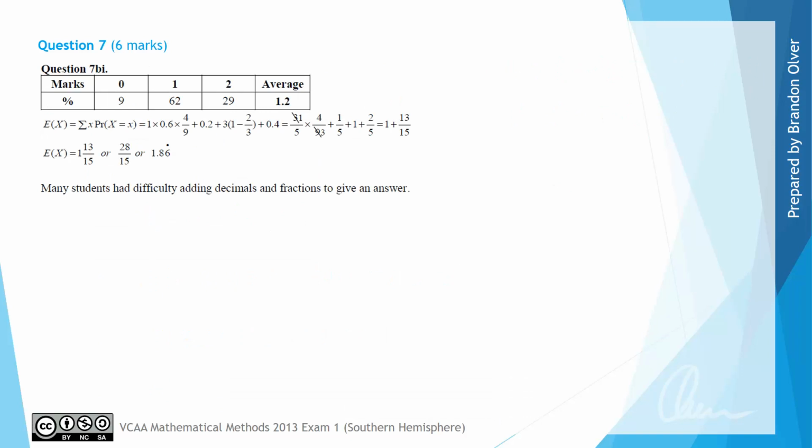From the examiner's report, we can see that 29% of students got this question fully correct, and that many students had difficulty adding decimals and fractions to give an answer.